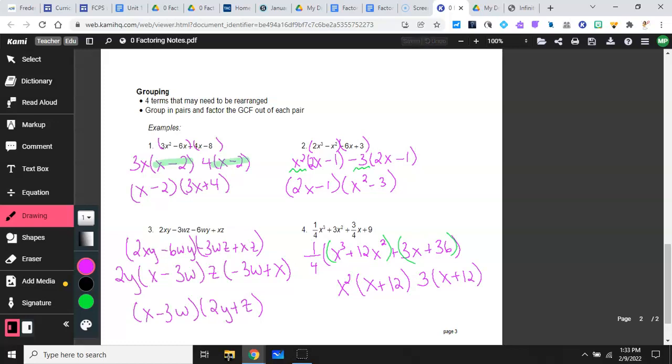So now my final answer here is, I did pull out that 1/4. You've got to include that if you pull out a greatest common factor. My x plus 12 is what's repeated, so it's one factor. X squared plus 3 is my other factor.